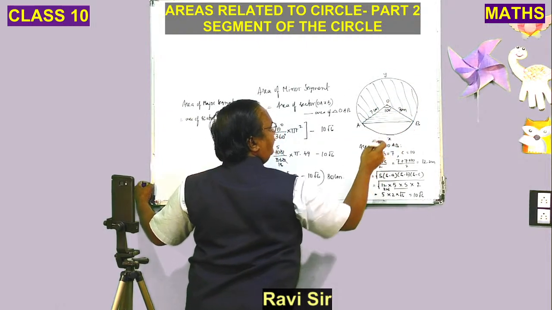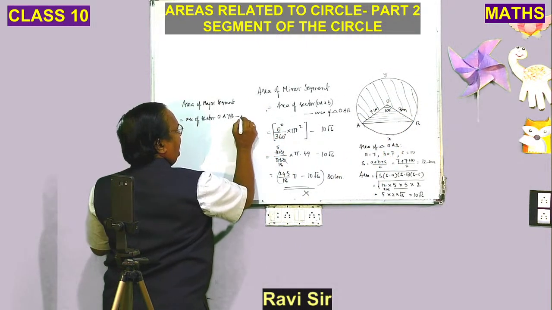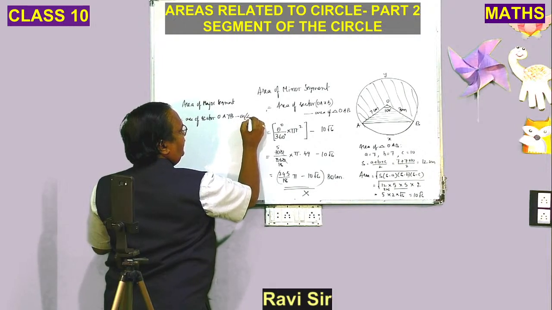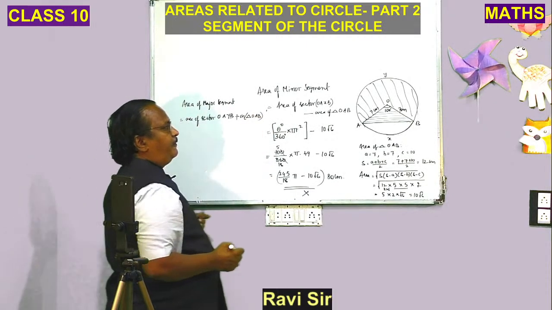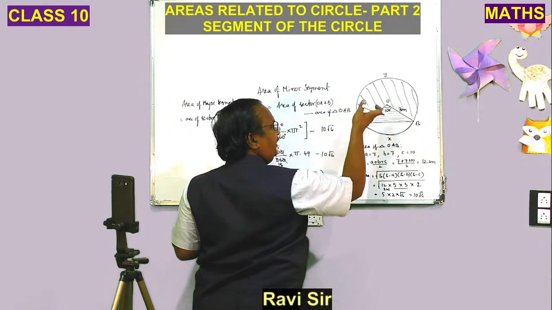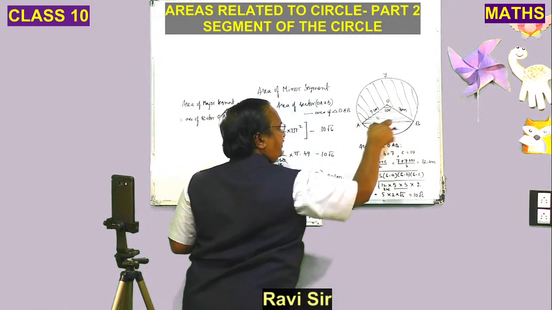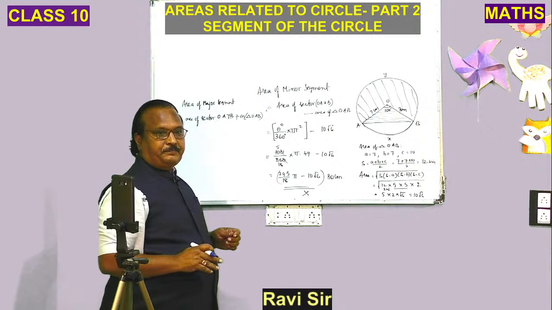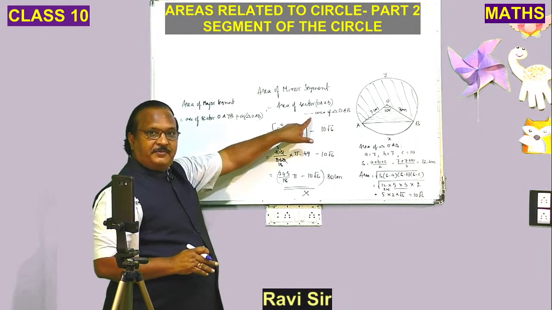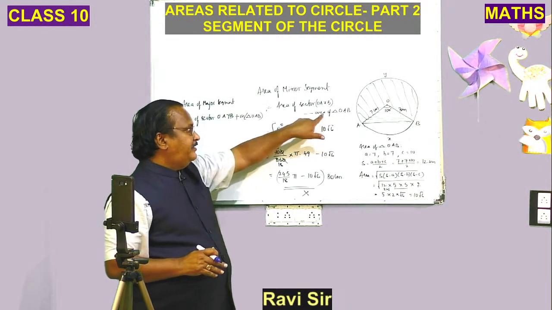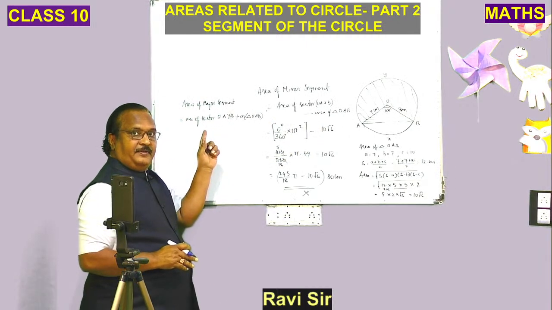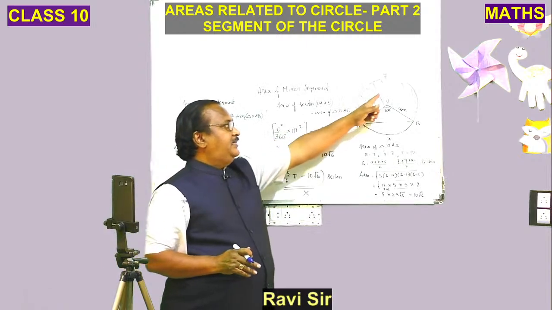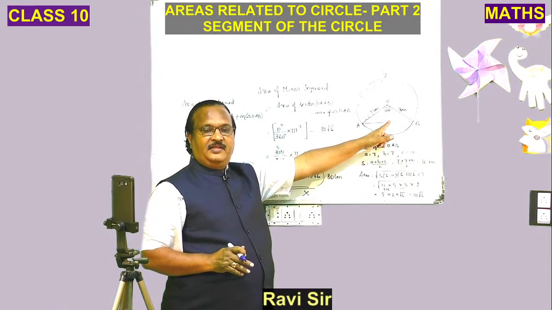Area of OAYB is the major sector minus area of triangle OAB, not minus. Because this sector plus triangle is equal to the major segment area. So here we have subtracted the triangle area, and here you have to add it. Major segment means major sector plus this triangle.